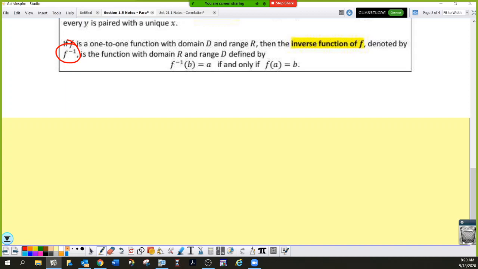Then f inverse is the function with domain R and range D. And this is what Kai said just a minute ago. He said, doesn't that mean that the domain and range have switched? Yes. See, the domain of f is the range of f inverse. The range of f is the domain of f inverse. The domain and range have switched places. What this means is f inverse of b equals a if and only if f of a equals b.